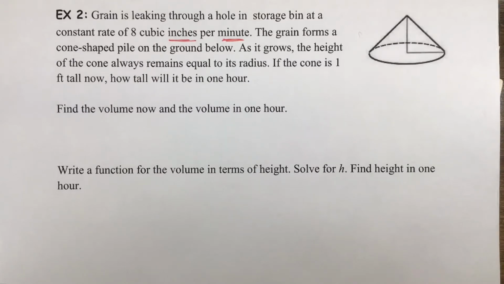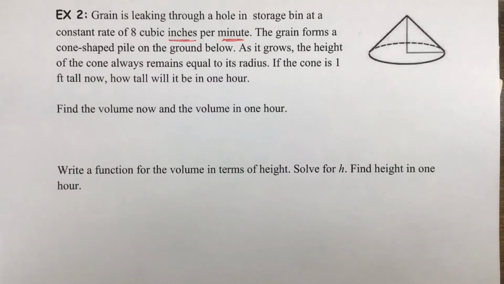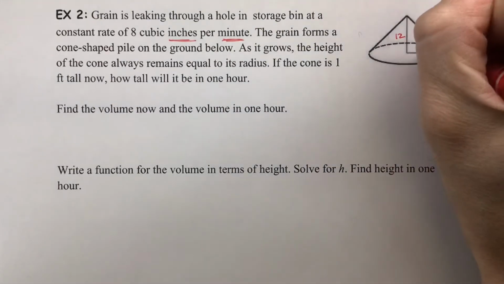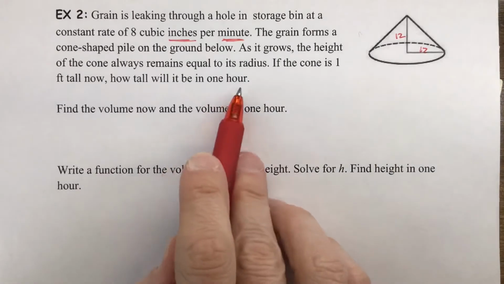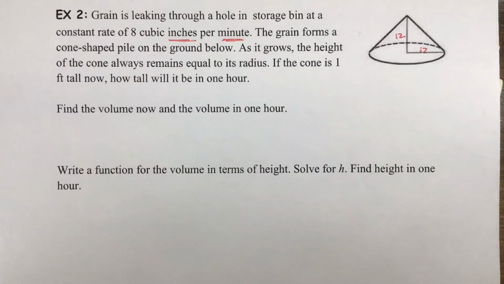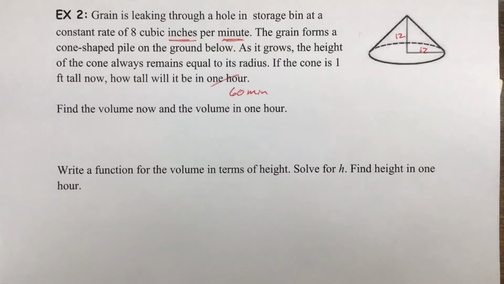You may have noticed I underlined a couple of units previously, inches and minutes. As the pile grows, it's going to increase by 8 cubic inches per minute. But the units that have been provided for what we're going to answer are not in those units. It says that the cone is currently 1 foot tall. So I'm going to show that as 12 inches, which would mean that the radius is also 12 inches. In addition, we're going to be asked how tall it is in 1 hour. But if our rate is based in minutes, we should be thinking of that as 60 minutes.